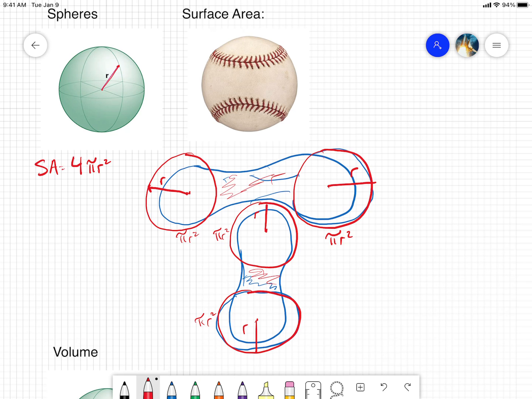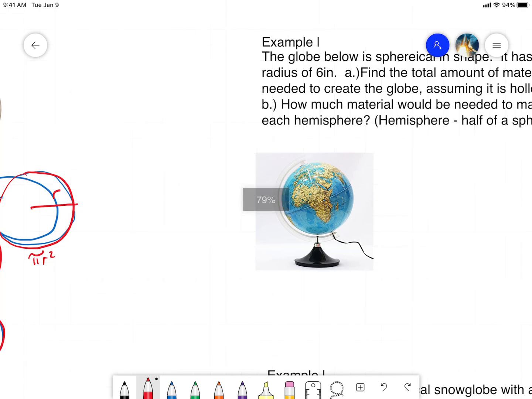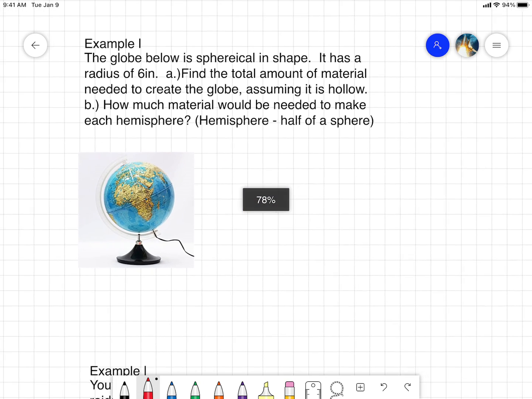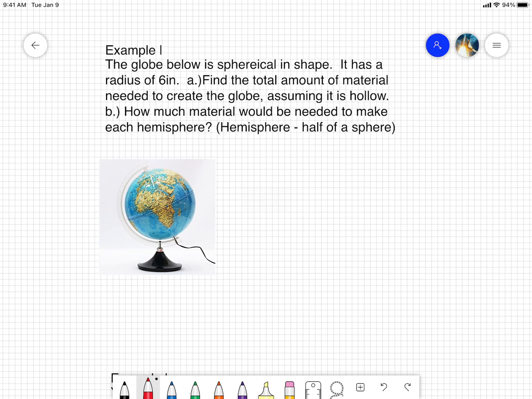So now applying that, the surface area is 4 pi r squared. So we're going to look at an example. And again, the best example of a sphere that we have is a globe. And yes, I do not subscribe to flat earth theory, just to let you guys know. Okay. So again, surface area for a sphere is 4 pi r squared.